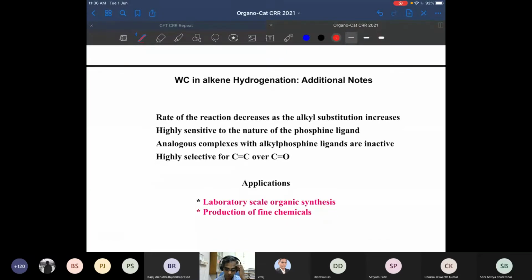Now, let me put a question. What I have taken is rhodium with triphenylphosphine ligands. Now, if I use alkyl phosphine, PR3, in the place of triphenylphosphine, if I take a trialkyl, what will happen to the catalytic reaction?